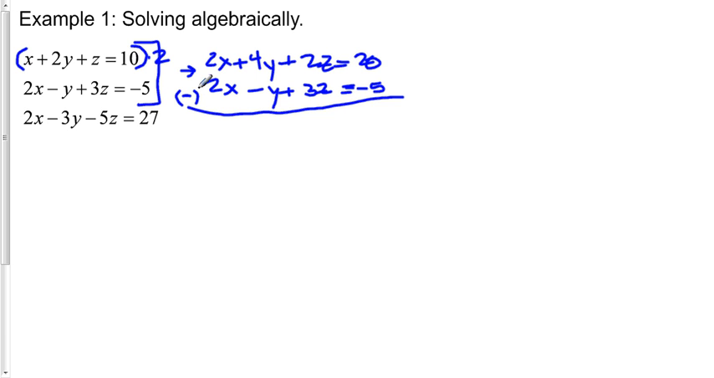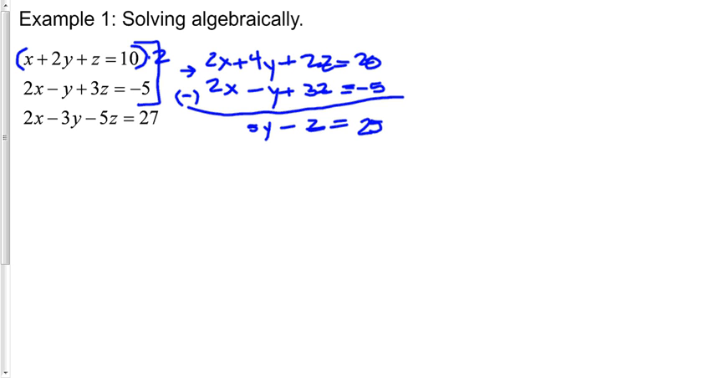Now this is 4y minus negative y. That's really a double negative here. It means add, so I get 5y. Then we have 2z minus 3z. That's minus 1z. And 20 minus negative 5, there's a double negative again, so it's really like adding. We get 25. Now I'm going to use this one later. So 5y minus z equals 25.